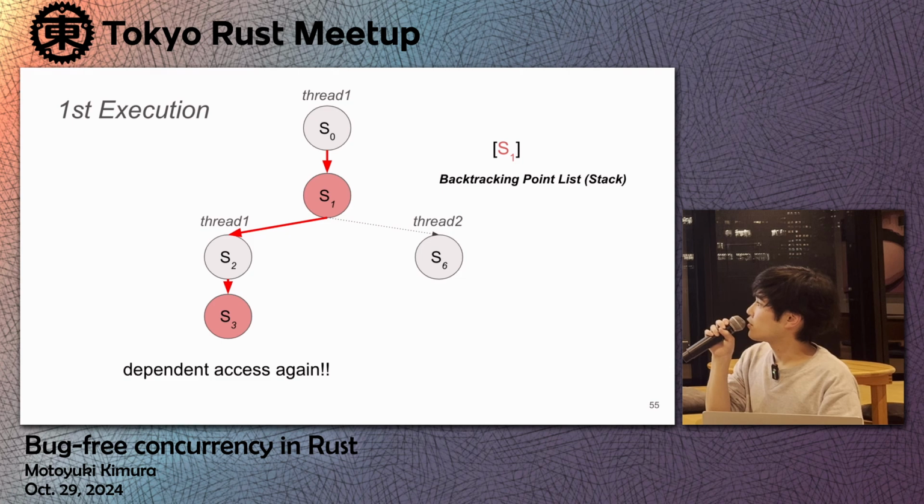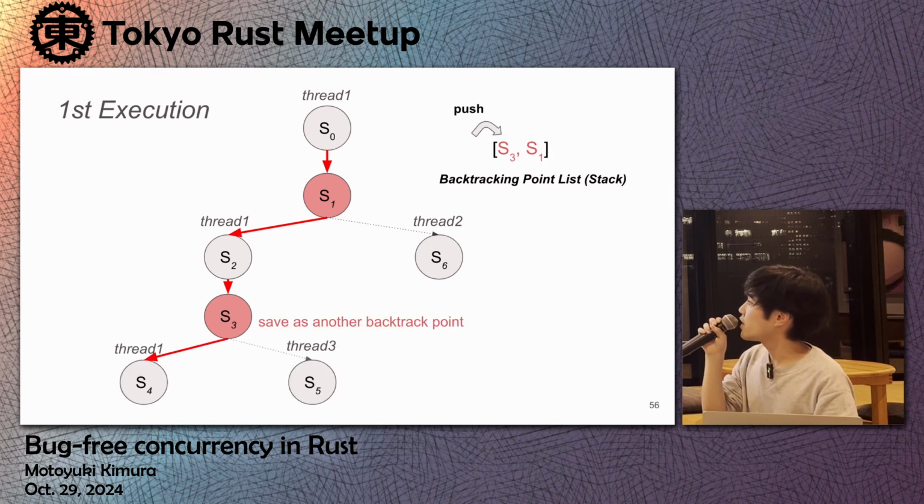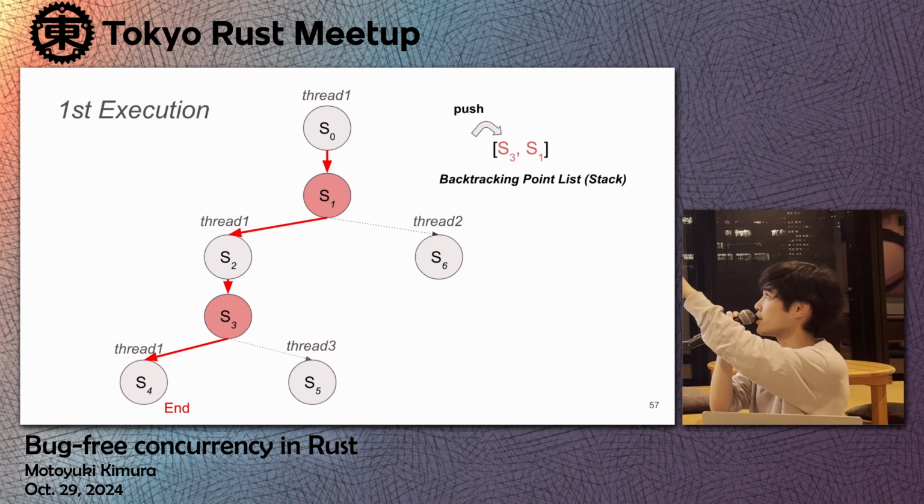And then the program proceeds. Let's say we have an additional dependent access. In this case, we again store S3 to the backtracking point list, and then choose one of the options. And then the program ends, and this is the first execution.